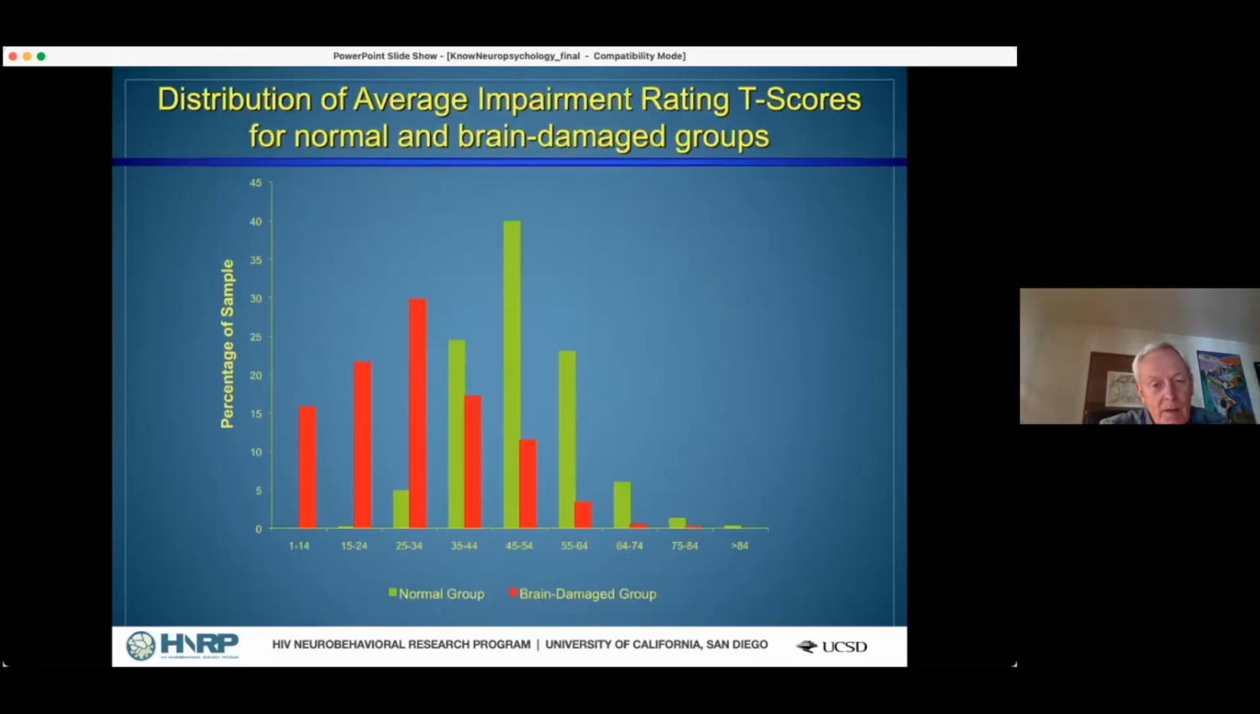And this is the actual data from the Halstead-Reitan battery, the average impairment rating and their T-scores. In the red, we have the brain damage group, and in the green, you have your normal group. And it looks a lot like the cartoon. There is overlap. There's no point you can pick that gets everybody right. And the best place to balance sensitivity and specificity does end up being the 1 standard deviation cutoff.